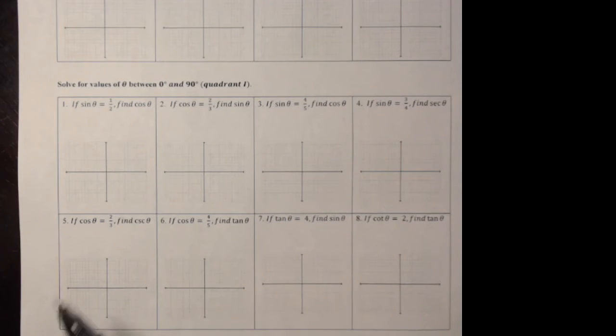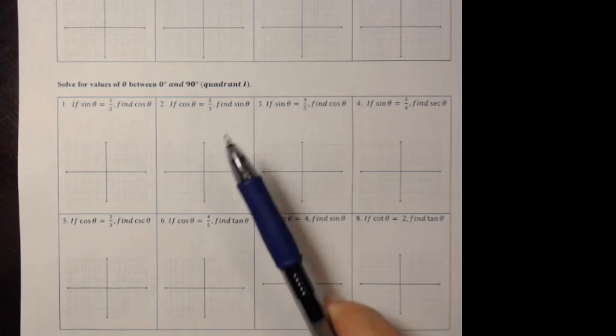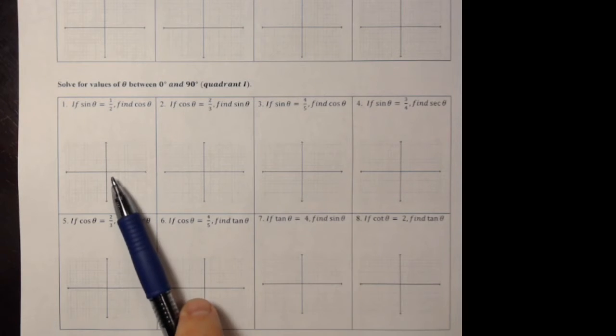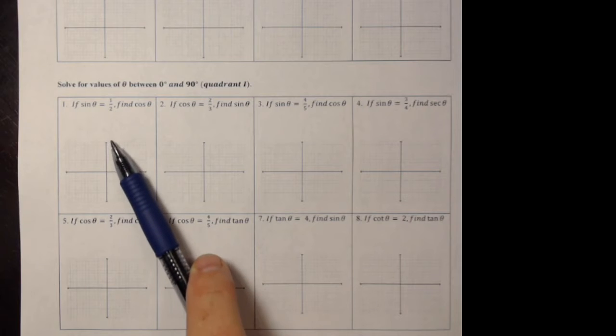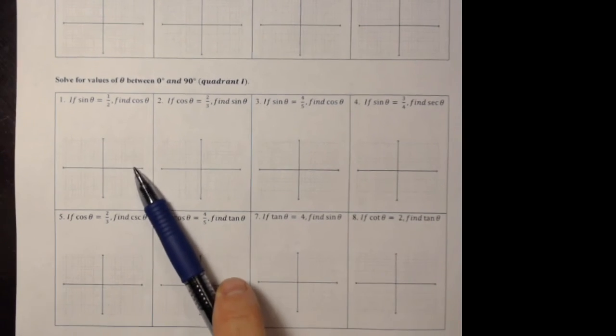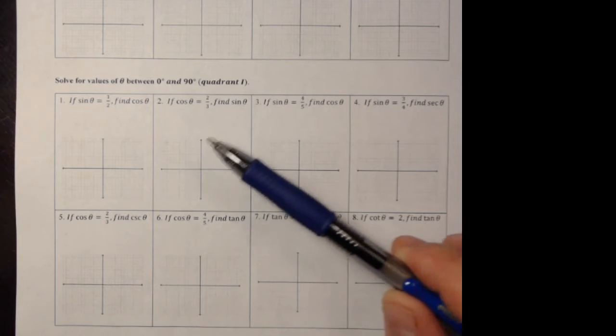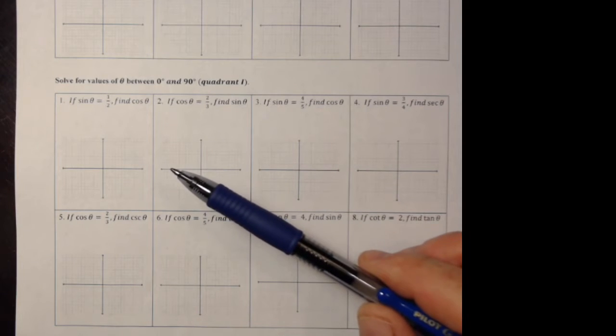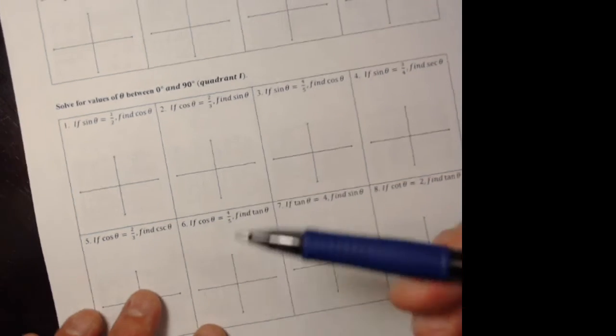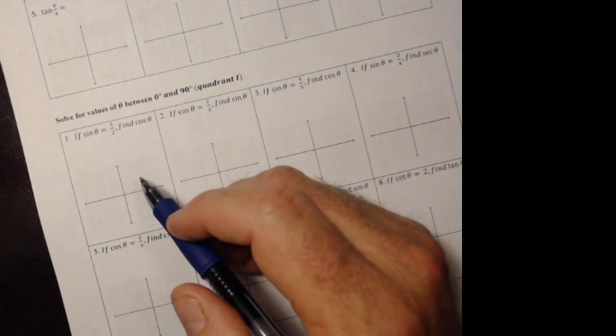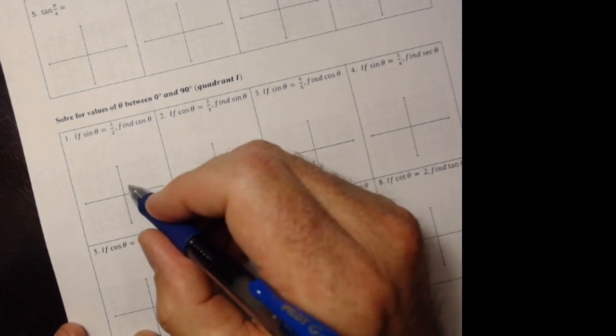All right, here's the next step. It says solve for the values of theta between 0 and 90. That just means in the first quadrant, because here's 0 degrees, here's 90 degrees, here's between 0 and 90 degrees. That's our first quadrant. So on these, we don't specifically yet know what the triangle is going to look like. So you can actually just draw a generic triangle on these to help you.